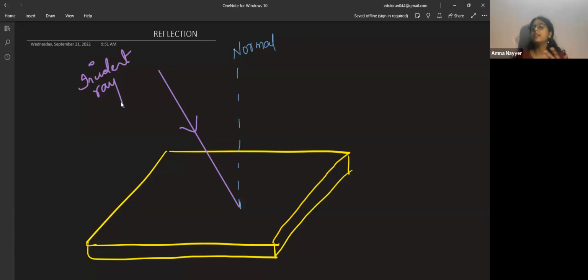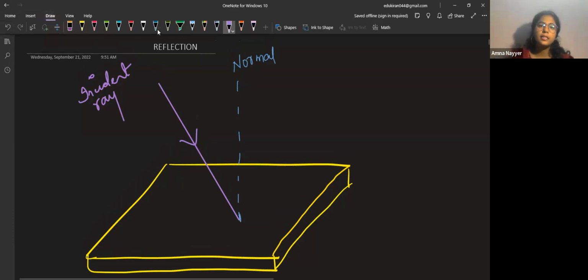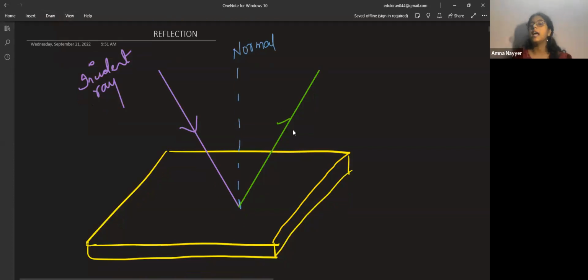Now what happens to this incident ray? Remember, three processes can occur to this incident ray. First one is that this ray of light which has come can exactly be rebounded back, bounced back. That phenomenon with the help of which this ray of light goes back, that process is known as the process of reflection. This first process which is possible is known as reflection.